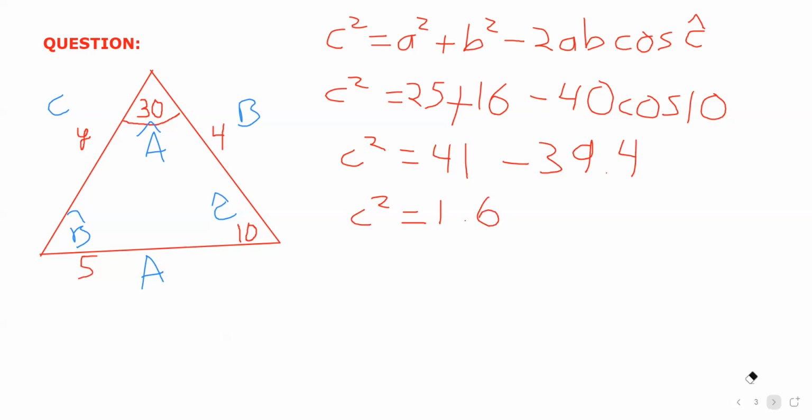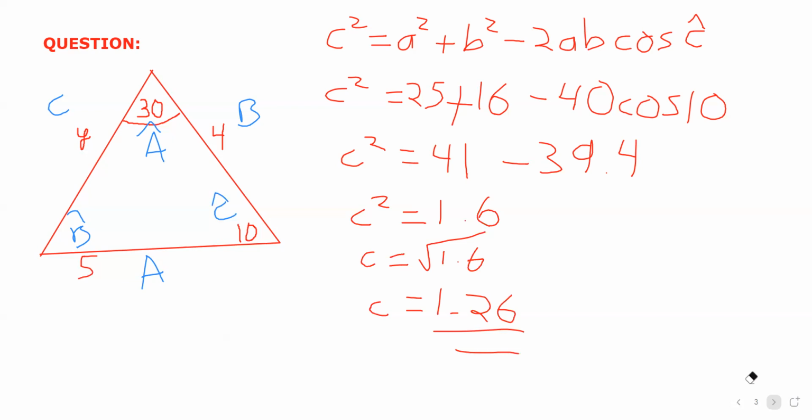Alright, and we want to solve for C, and we know what to do. To undo the square on top of the C, we take the square root. So C will end up being equal to the square root of 1.6. Put it in a calculator, square root of 1.6, you get 1.26. Alright, and that'll be the value, and that is the answer for C.